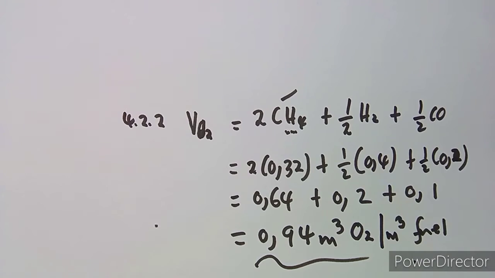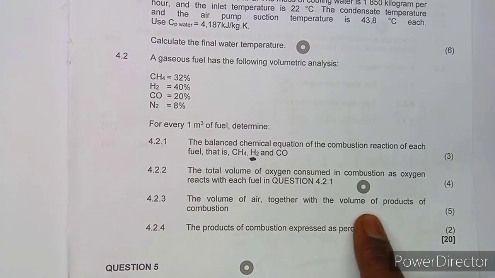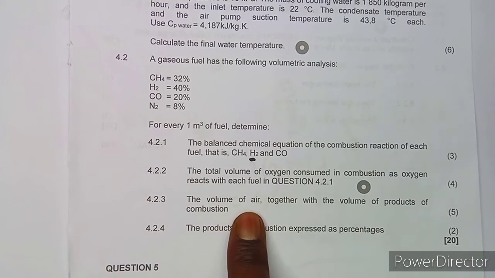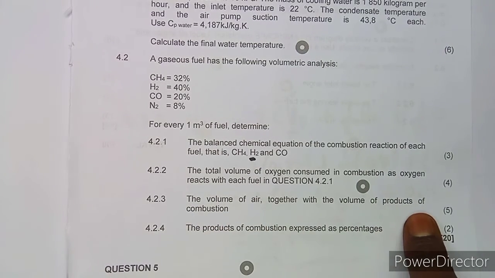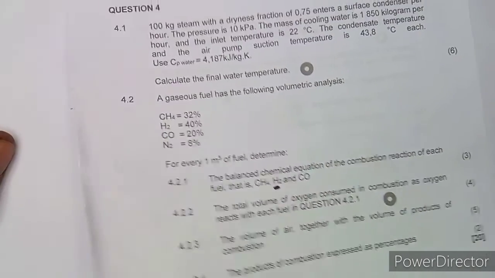All right, then the volume of air together with the volume of products of combustion. So this is the volume of air and together with the products of combustion. Take note. Okay, so let's start with the volume of air.